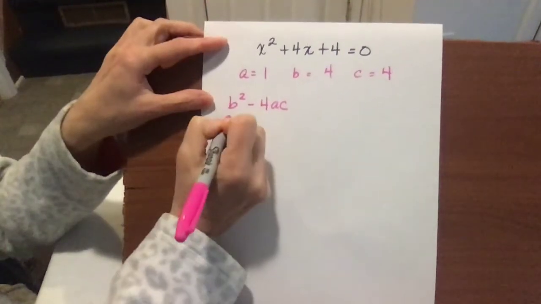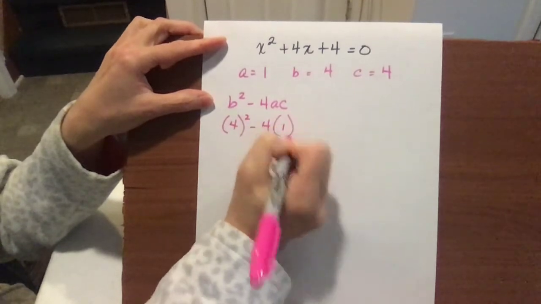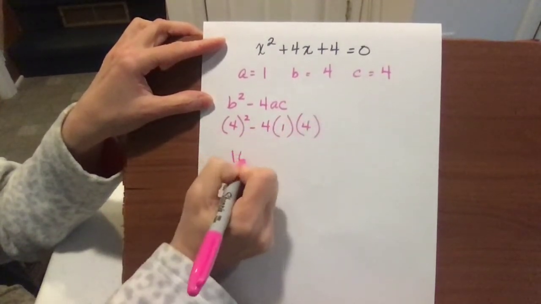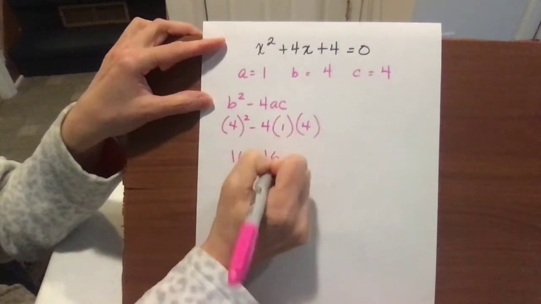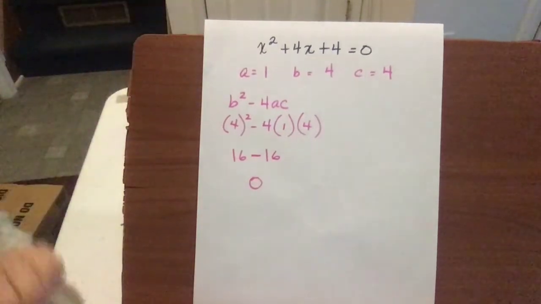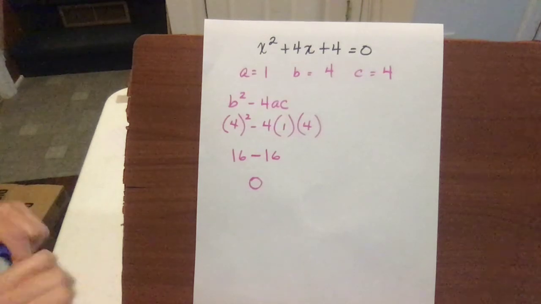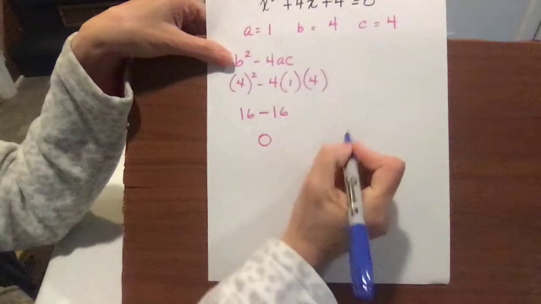We're going to put in parentheses our b, which is 4, and square it, minus 4, in parentheses a, and in parentheses our c. 4 squared is 16. 4 times 1 times 4 is also 16, so it's minus 16. So the answer for this discriminant is 0. When your discriminant is equal to 0, that means you only have one real number solution, and it's rational, okay? So that's what this means.